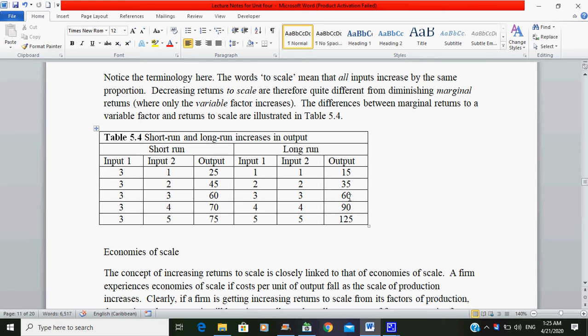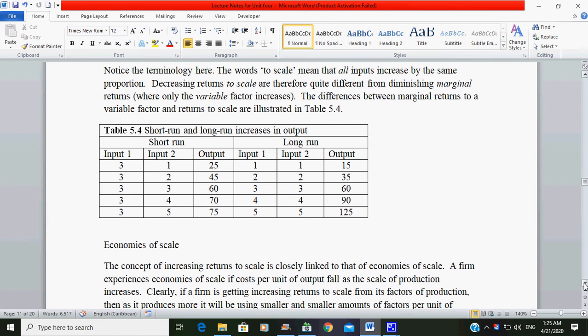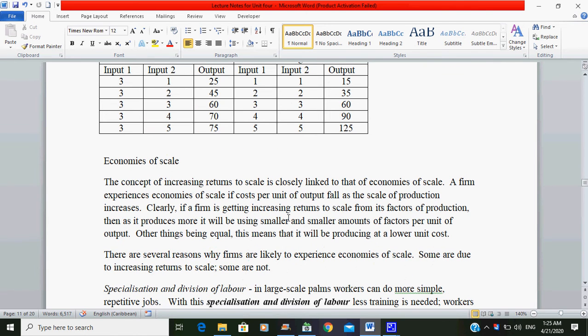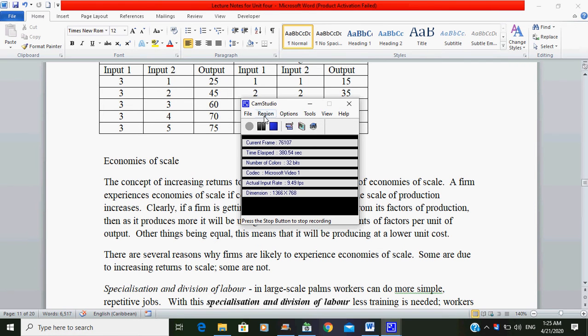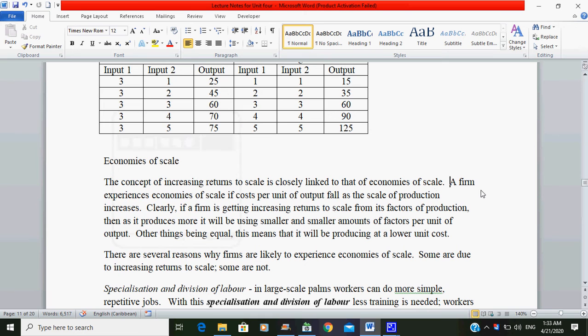We look at economies of scale now. The concept of increasing returns to scale is closely linked to that of economies of scale. A firm experiences economies of scale if costs per unit of output fall as the scale of production increases.